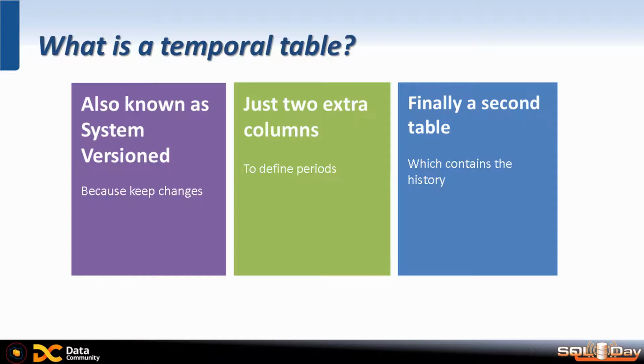So, what really is a temporal table? A table that allows you to keep and track the history of the records. How does it work? Well, we have to add just two extra columns, start time and end time, because they establish the interval where the record is valid.